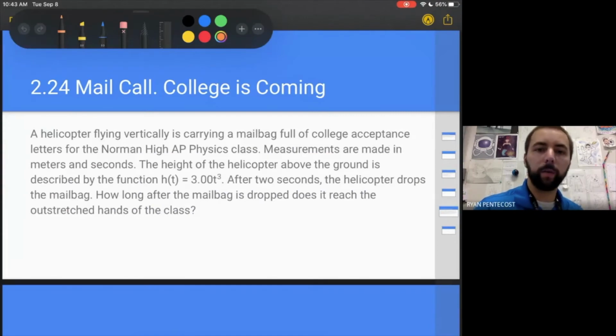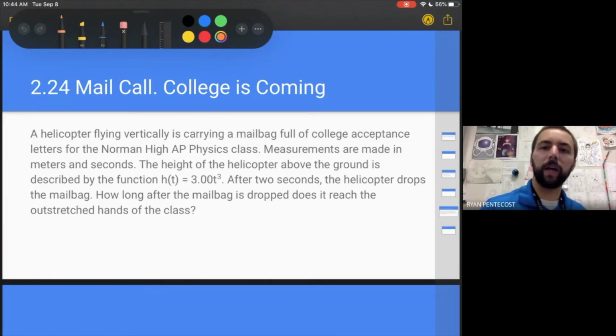Okay, our next problem, mail call. College is coming. A helicopter flying vertically is carrying a mailbag full of college acceptance letters for the Norman High AP Physics class. Measurements are made in meters and seconds. The height of the helicopter above the ground is described by the function h of t equals 3t cubed. After 2 seconds, the helicopter drops the mailbag. How long after the mailbag is dropped does it reach the outstretched hands of the class?